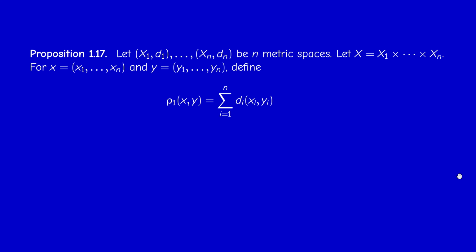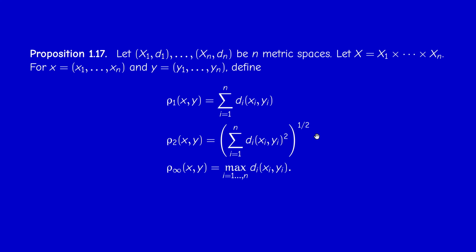And now we can actually put several distances on the product. So I will just define three of them. The sum of the distances, it's like the one norm that we talked about earlier, and the Euclidean distance, if you like, the sum of the di squared raised to the power 1/2, and the maximum distance. Now you are asked in the exercises to prove that ρ1, ρ2, ρ∞ are distances, so they satisfy the three properties. They are distances on the product, because now each x is an n-tuple and y is an n-tuple.